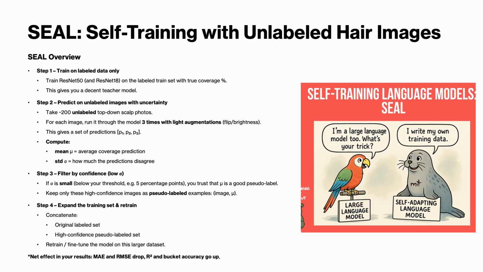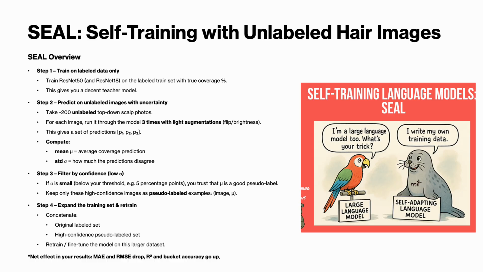Now for the most novel part of our pipeline, SEAL, which stands for Self-Training with Estimated Accuracy of Labels. The core idea is teacher-student self-training. Step 1. You train your baseline model, ResNet50, on the fully labeled 305 image training set. That gives you a decent teacher model. Step 2. You take the 200 unlabeled images and run each one through the teacher 3 times with light augmentations. A flip here, a brightness change there. You get 3 coverage predictions per image.